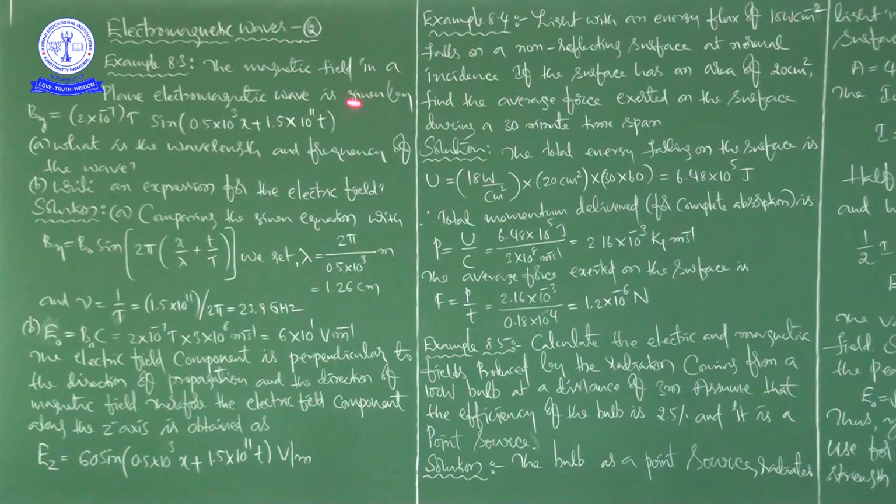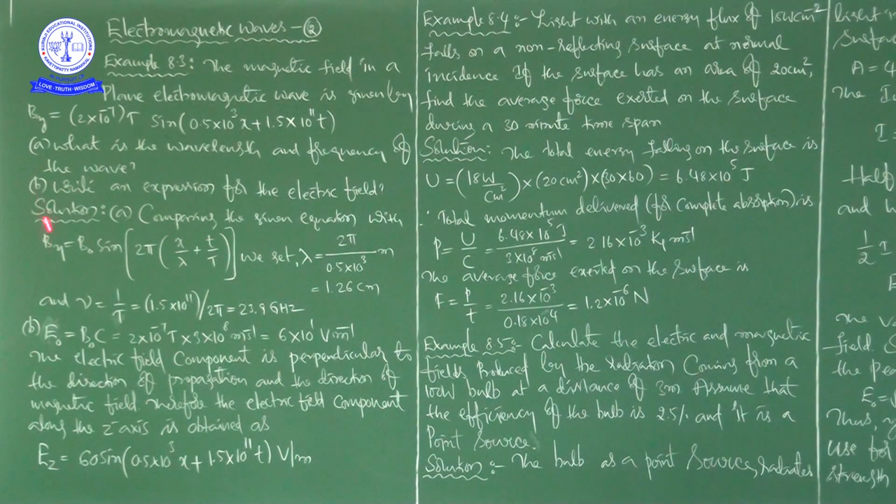So what is the problem? The magnetic field in a plane electromagnetic wave is given by this expression. Regarding this we have to find two things. One is the wavelength and frequency of the wave. B is to write an expression for the electric field. See here, solution A.